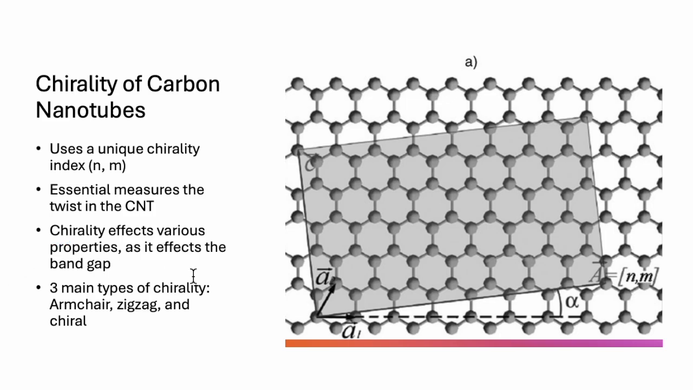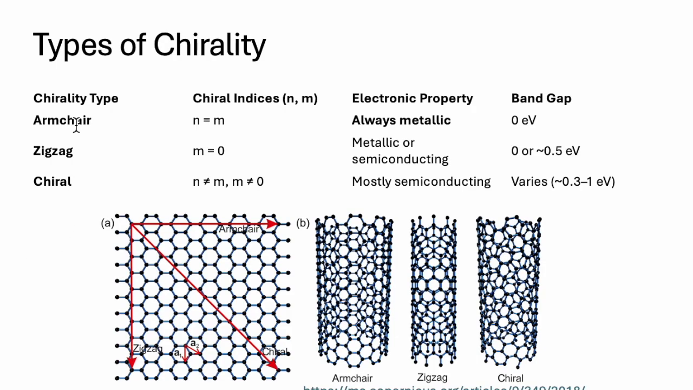Then we have chirality of carbon nanotubes. The nanotubes use a unique chirality index, (n,m). It essentially measures the twist in the nanotube. So if we wanted to measure this, we would count the spaces here and then count the spaces going up, and that would give us an idea of the chirality. There's going to be three main types: armchair, zigzag, and chiral. Here's what armchair looks like, here's zigzag, and here's chiral.